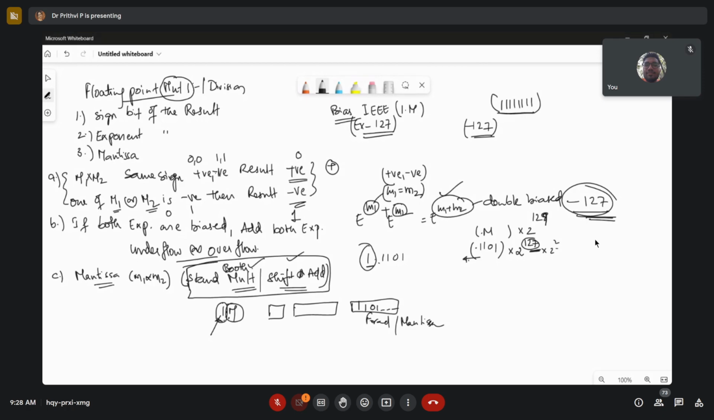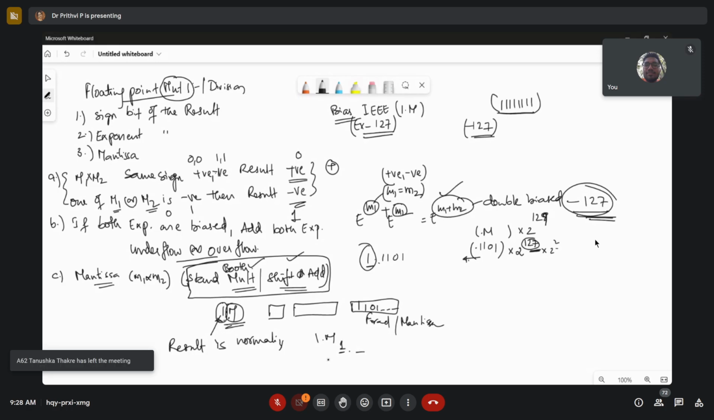After getting the product and taking care of the hidden bit, you have to see whether the result is normalized or not. What is this normalization? You are representing that in 1.m format. That means the leading bit should be 1.